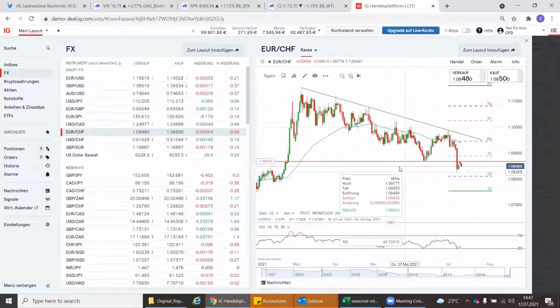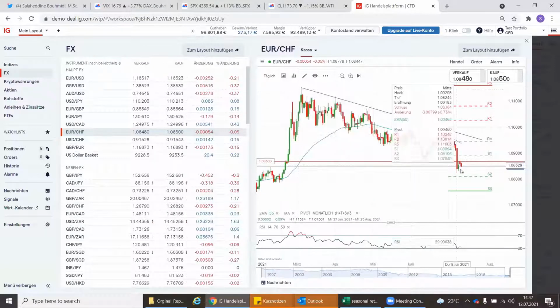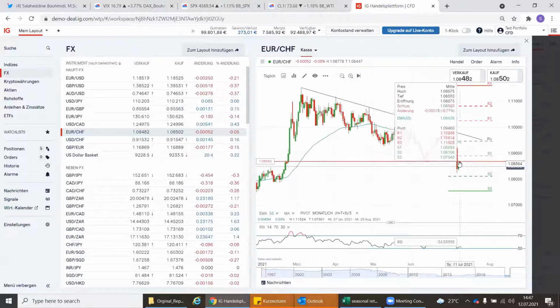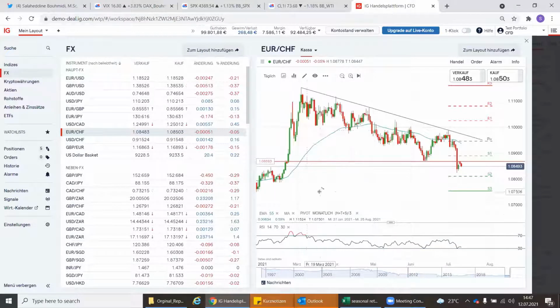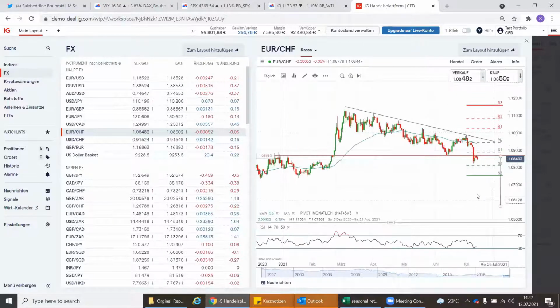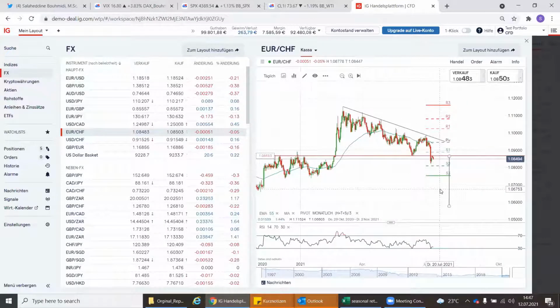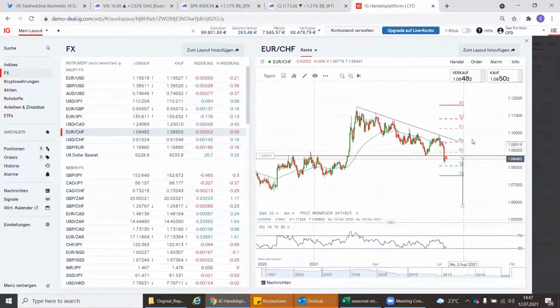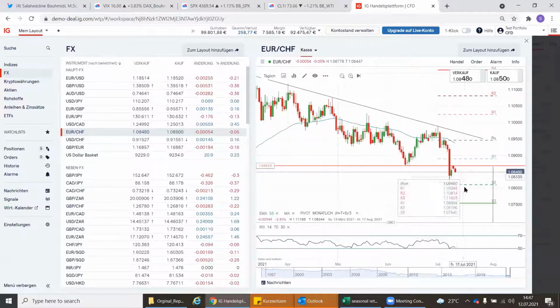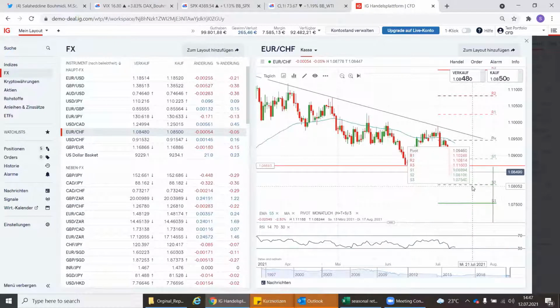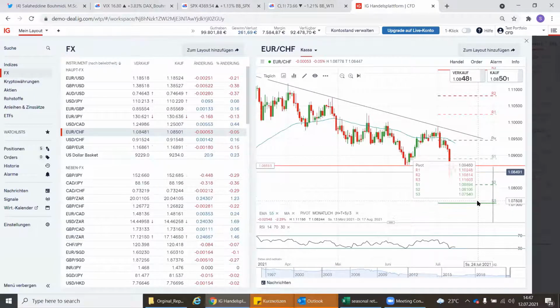Thank you for this short notice, because this is a descending triangle and we probably broke down, and everybody knows we can create targets on descending triangles by taking the height and projecting it. This is maybe too much, but let's see what can happen. This first pullback that we have seen here is a nice confirmation that we might see further downside pressure to 1.08, 1.075, which are pivot support levels.